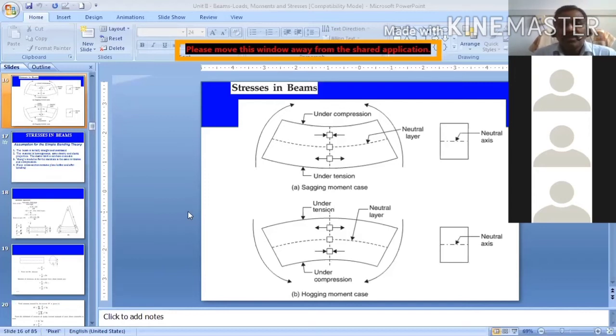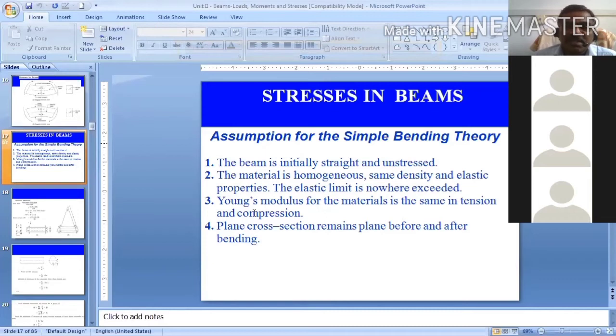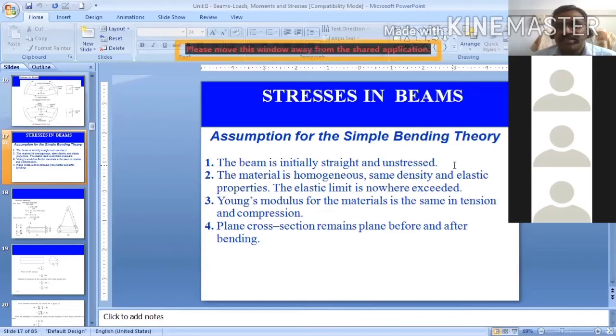Now we are going to derive the expression for bending stress. We are going to see a small derivation. For that, some assumptions are made. What are the assumptions? The beam is initially straight and unstressed. Before the bending moment is applied, it is straight and unstressed. There is no stress.